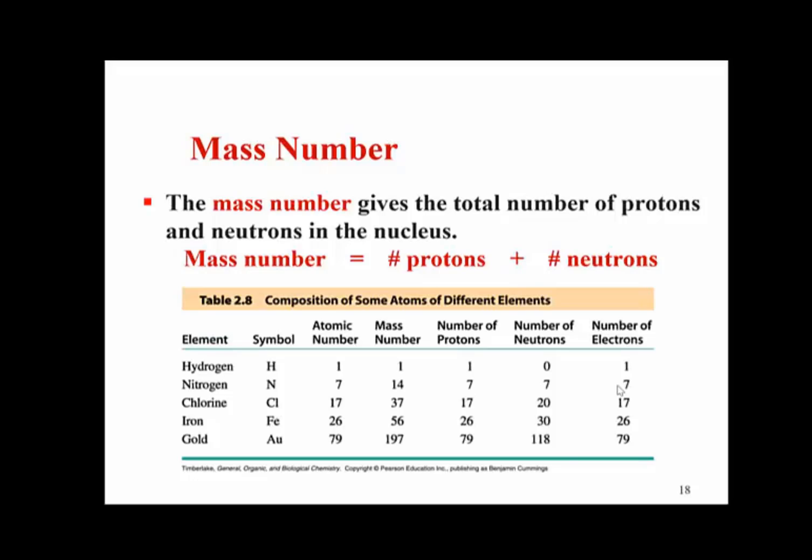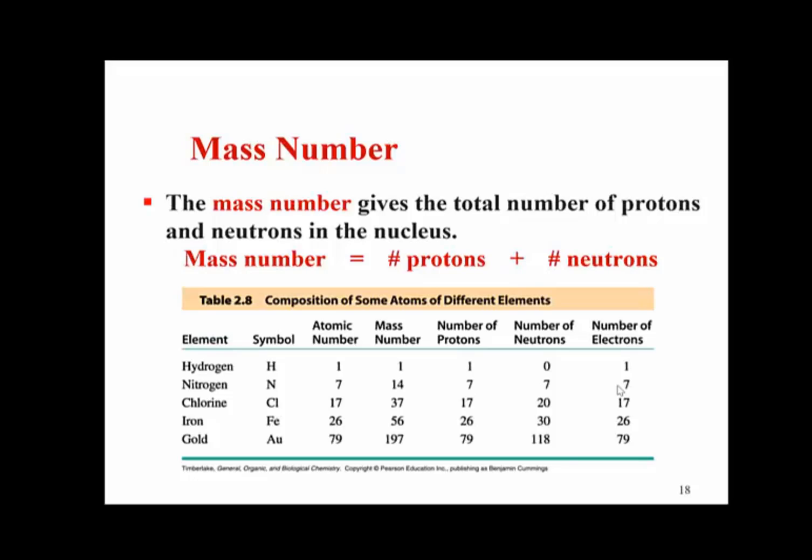So you need mass number and atomic number to determine number of neutrons. Guys, if I say hydrogen, hydrogen 1, atomic number of 1. How many protons? 1 proton. How many neutrons? 0 neutrons. How many electrons? 1 electron.